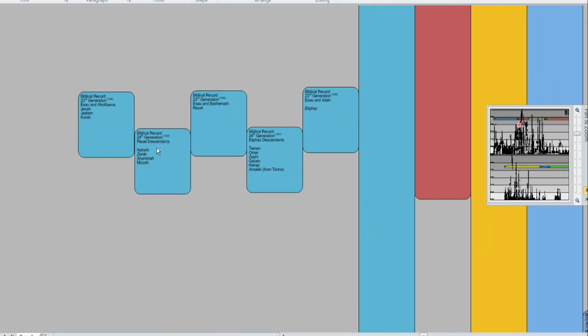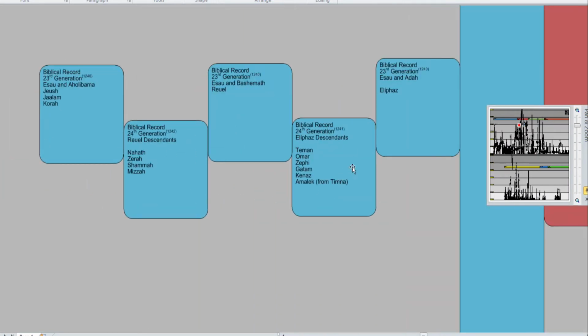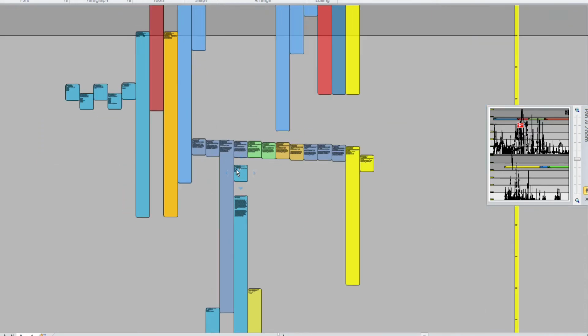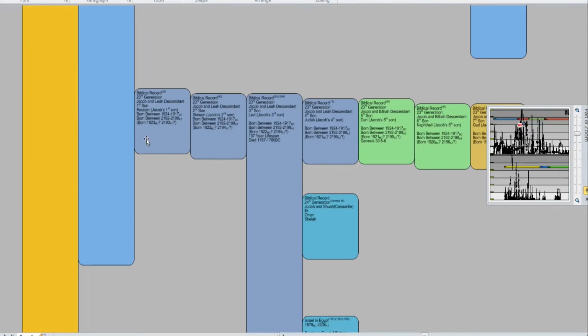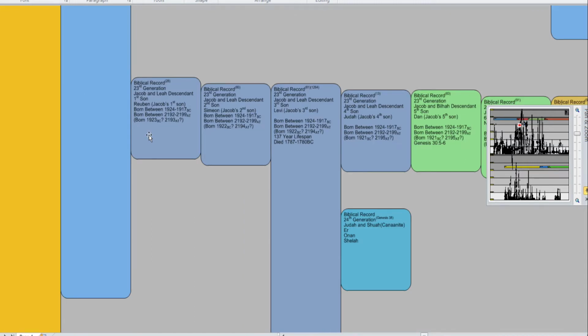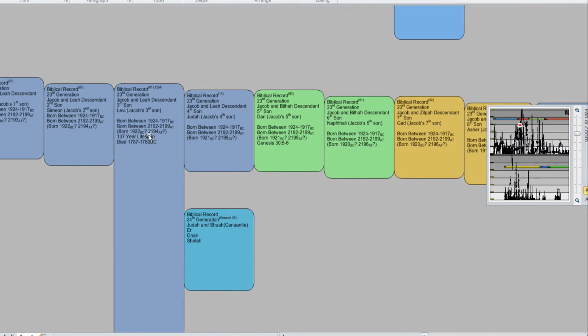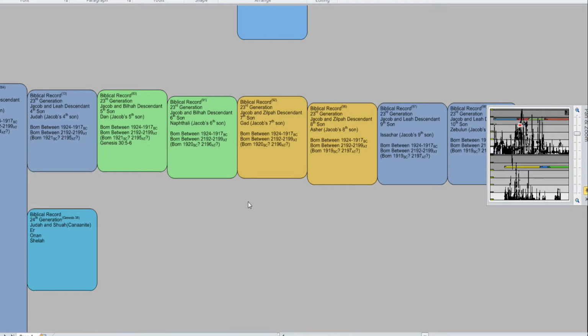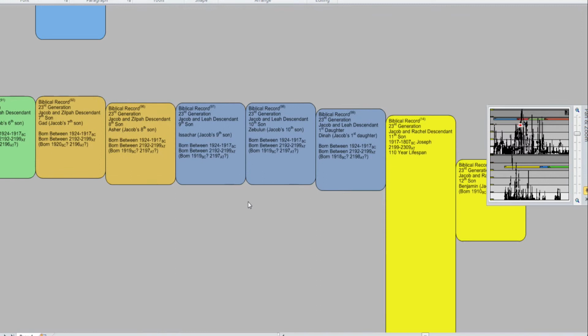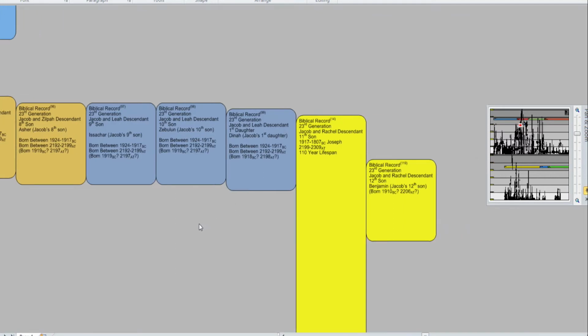And here are the descendants of Esau. So he has different wives, and then the wives have sons, and so we see Amalek. But here the 12 tribes are very interesting: Reuben, Simeon, Levi, Judah, Dan, Naphtali, Gad, Asher, Issachar, Zebulun, Dinah is the daughter, Joseph, and Benjamin.